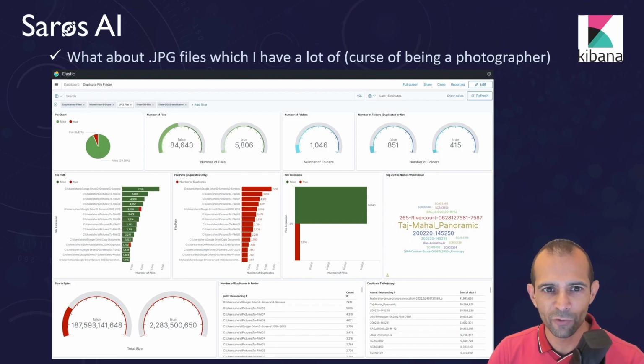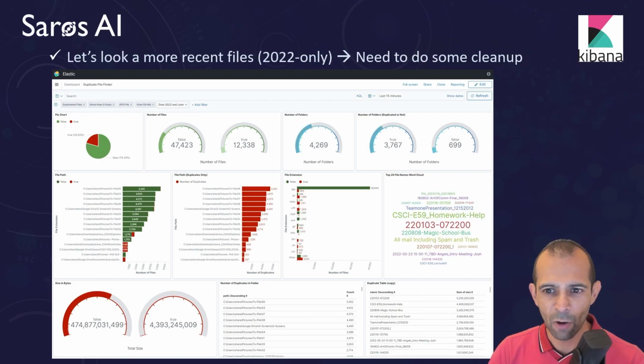I'm a photographer on the side, so I have a lot of JPEGs, so this is the distribution of whether JPEGs are duplicated or not. And now if I look at only my recent files for this particular year, you can see that I have a lot of sorting and cleaning up to do because there's a large portion of unduplicated files.